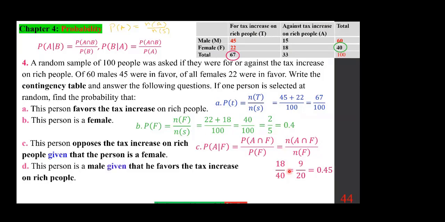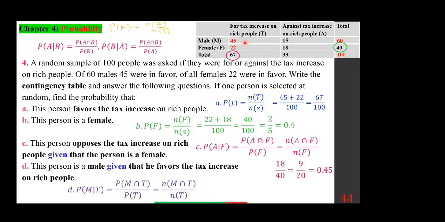This person is a male, given that he favors the tax increase on rich people. Again, if we want to go with that, right after given, favors. Okay, how many are for it? Total of 67. After given, this is the new sample space. Your denominator is 67. Out of those 67, how many happen to be males? And that would be the answer for the numerator.